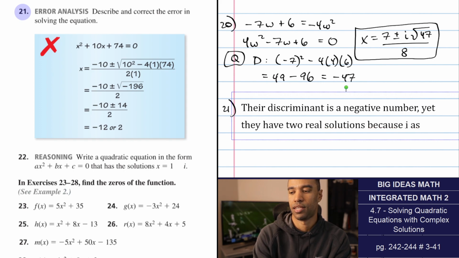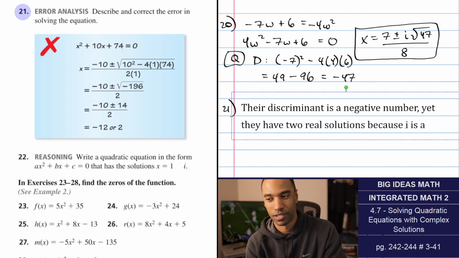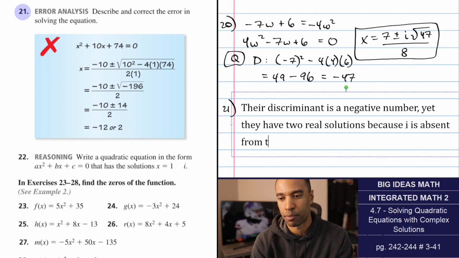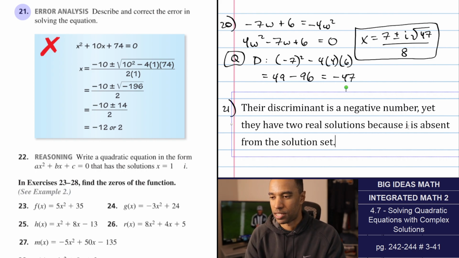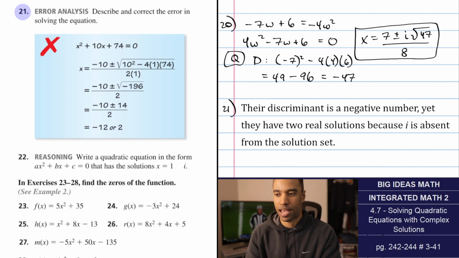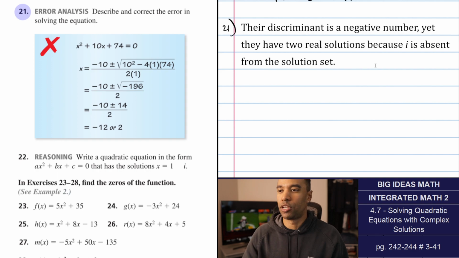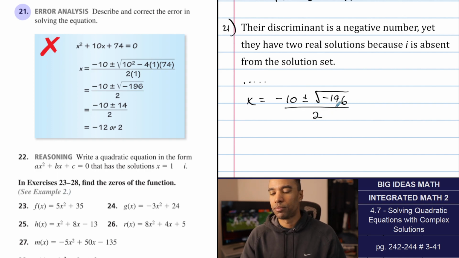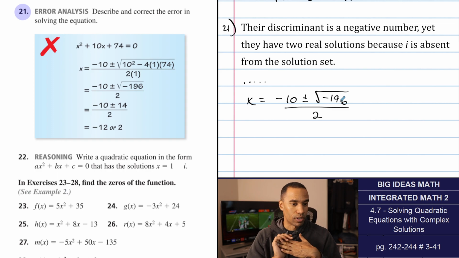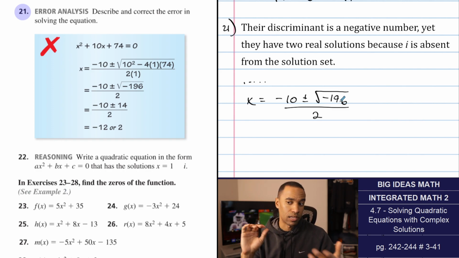because i is absent. No, I am absent. i is absent from the solution set. Let's italicize that i. So let's correct that. I'm going to go on the part where they last were correct. So last correct thing they had was negative 10 plus or minus square root of negative 196, all divided by 2. Now, the square root of 196 is 14, but with the negative 196, it'll be 14i. So that's what we're going to put.